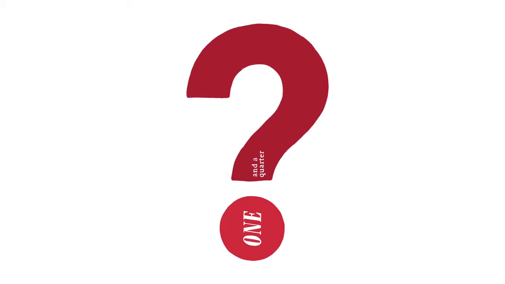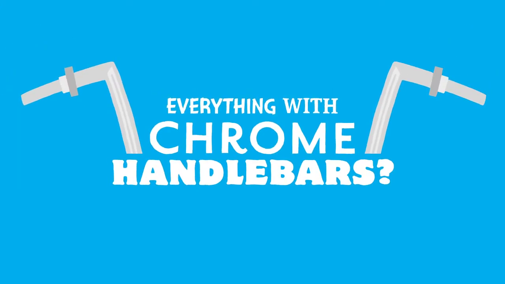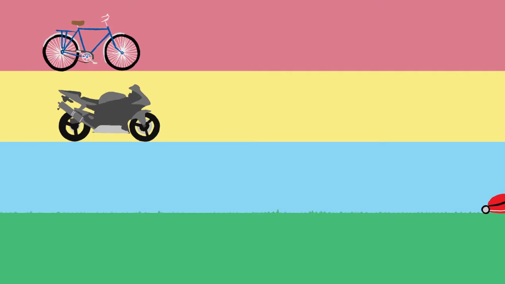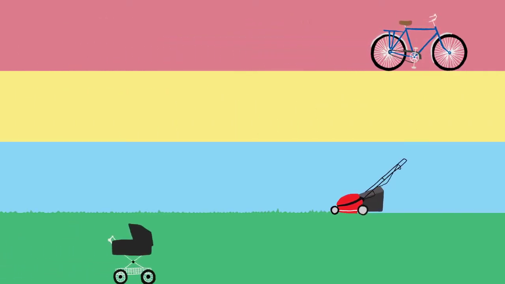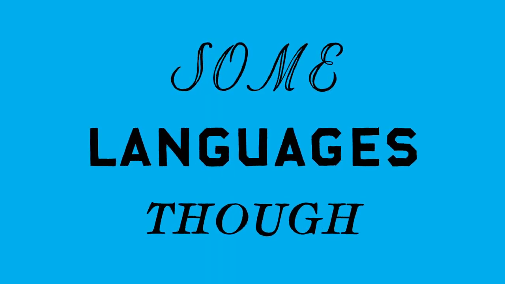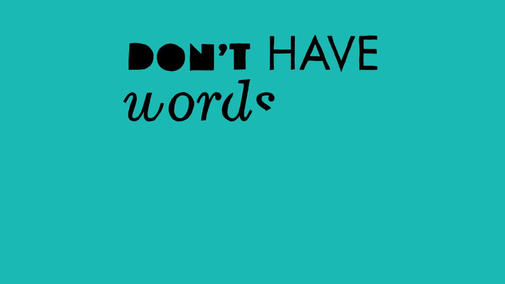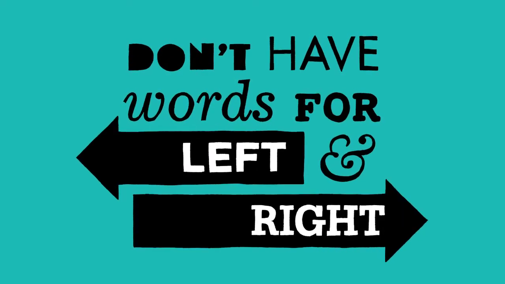But then you should also say, why in English don't we have a word for everything with chrome handlebars? We don't, but it would be perfectly serviceable, because we could then talk about bicycles, motor bicycles, lawnmowers, and prams with a single word. How nice. But we don't. Some languages, though, not very many, but more than one, don't have words for left and right.